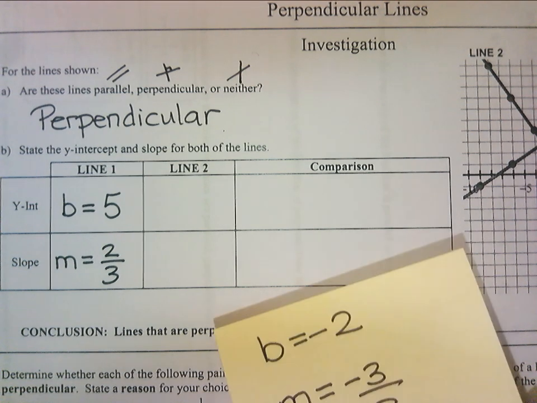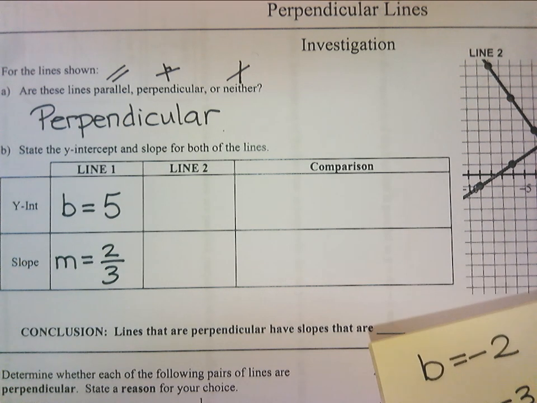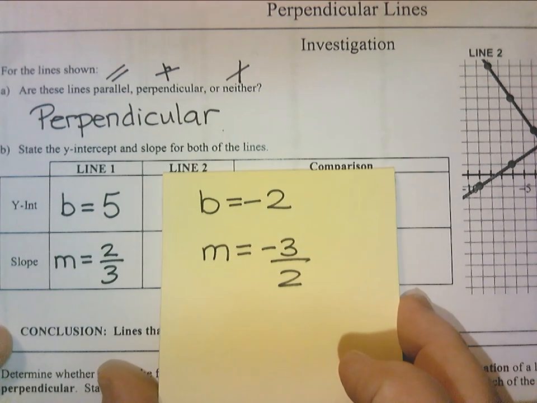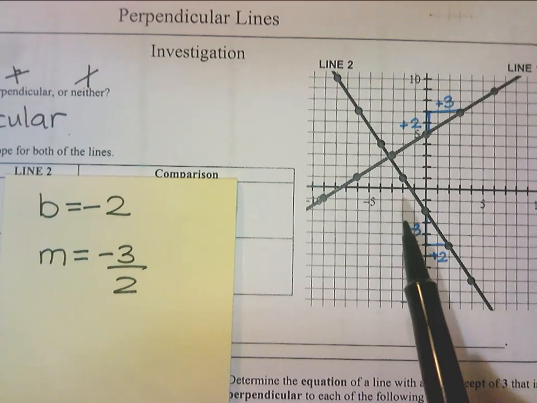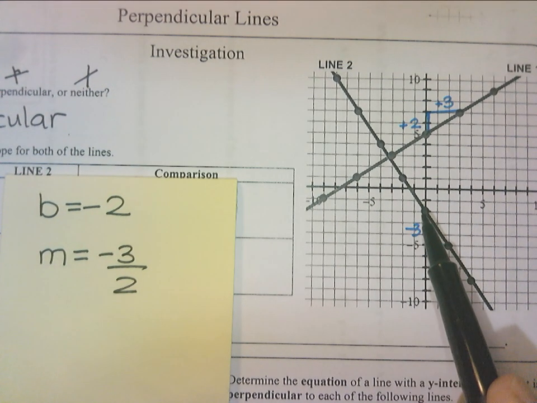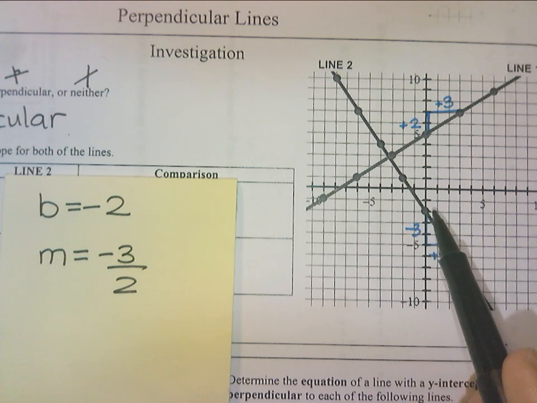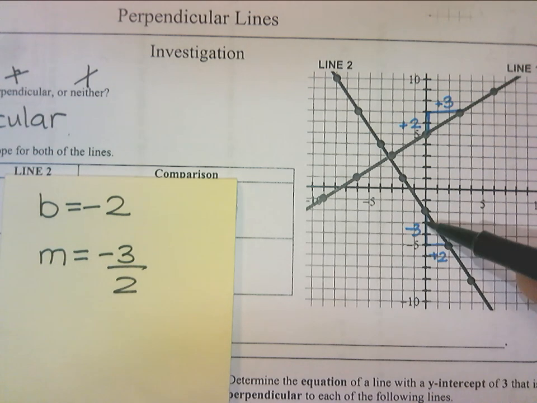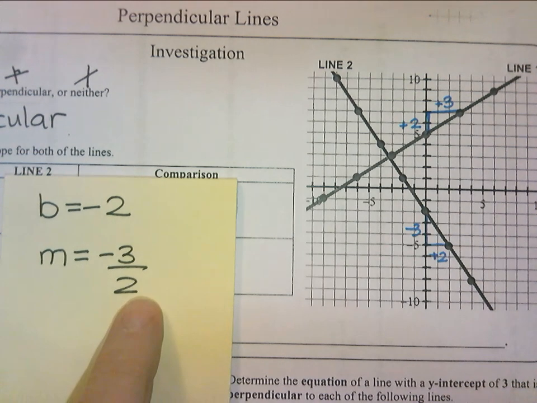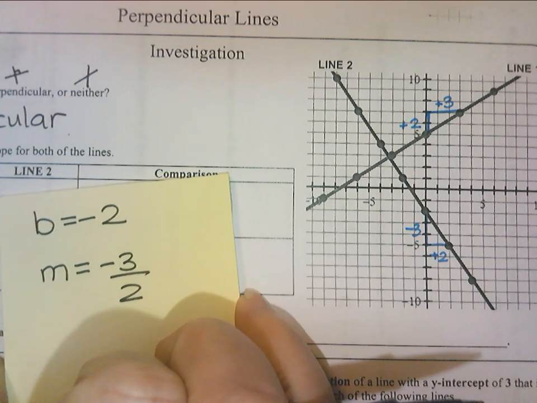Okay, hopefully you either paused the video or you had enough time to do it. I found that the y-intercept was -2, so it crosses the line at -2. And my slope, I noticed between the points we were going down 3, and then we were going to the right 2, so it's -3 over 2. So I ended up with a slope of -3 over 2.